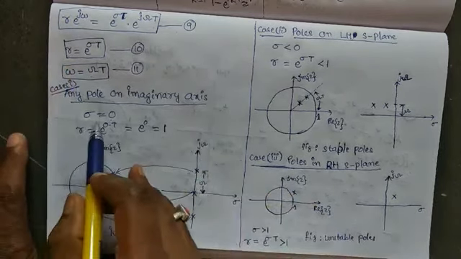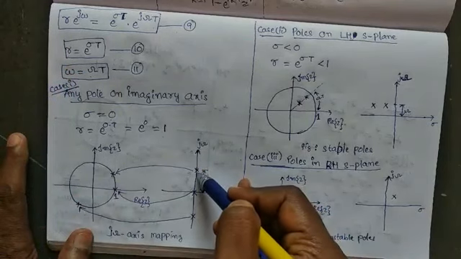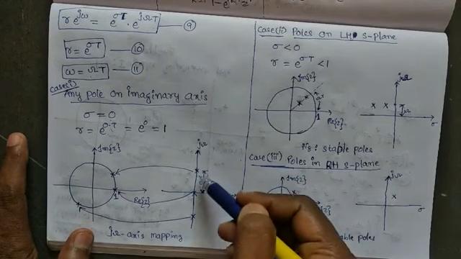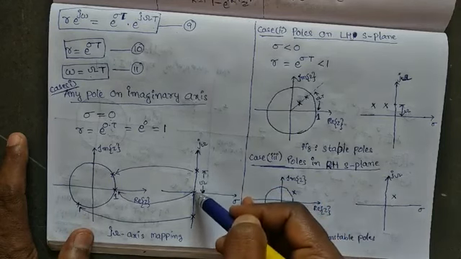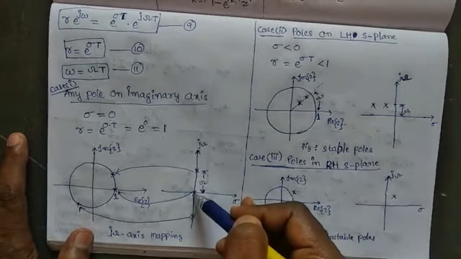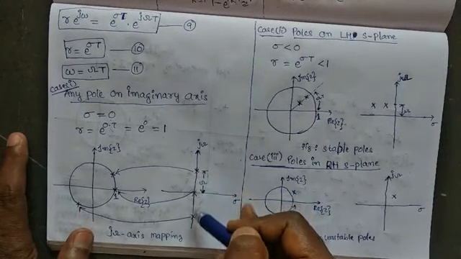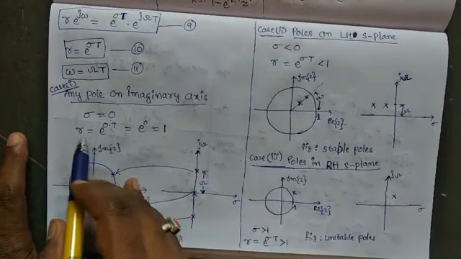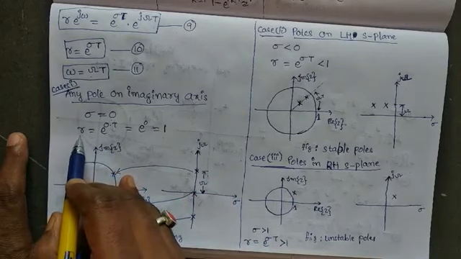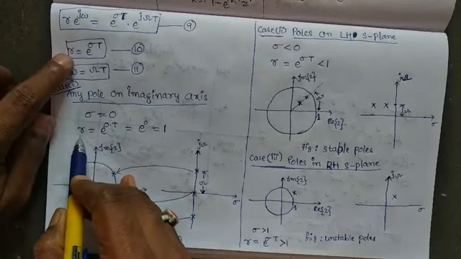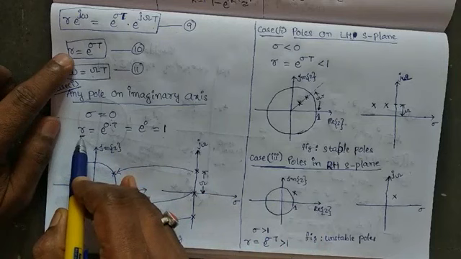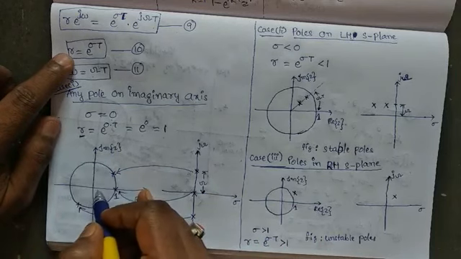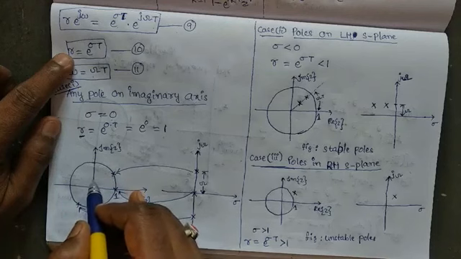Understand this one? If we consider poles on the imaginary axis, it means the real part of these poles is 0. Here we are determining the R value. This R indicates the radius of the pole in the Z domain.